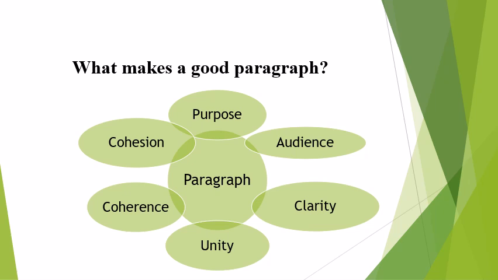Clarity. Clarity refers to how easy it is for the reader to understand your writing. Good writers explain their points clearly. Unity. It is about the idea that sentences are related to the topic idea or the controlling idea. Coherence. A piece of writing has coherence when all the ideas or the sentences are organized and flow smoothly and logically from one sentence to the next.